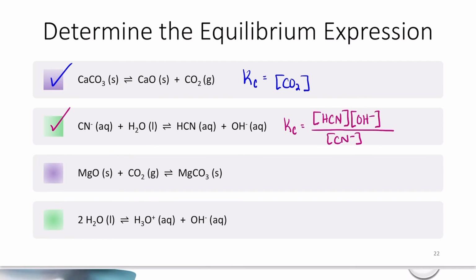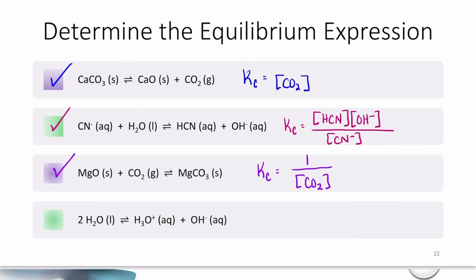Next, magnesium oxide reacting with CO2 gas to form magnesium carbonate solid. For Kc, in my numerator I'm going to put my products, except the only product I have is magnesium carbonate in the solid phase. I do not include solids in my K expression, so I'm going to put a 1 in my numerator. Then I look at my reactants for the denominator. Magnesium oxide is a solid, so I ignore that, and CO2 is a gas. So my entire K expression is 1 divided by the concentration of CO2.